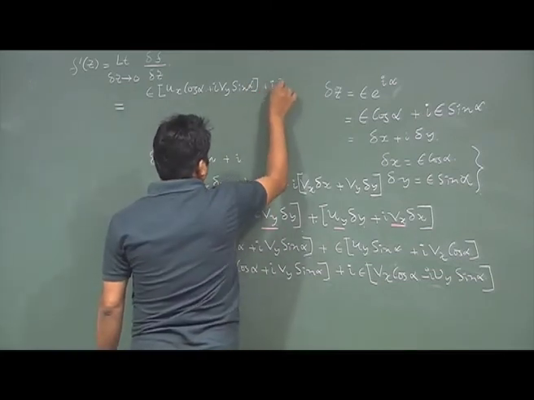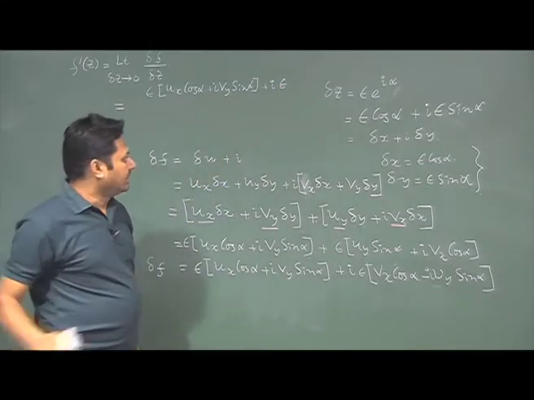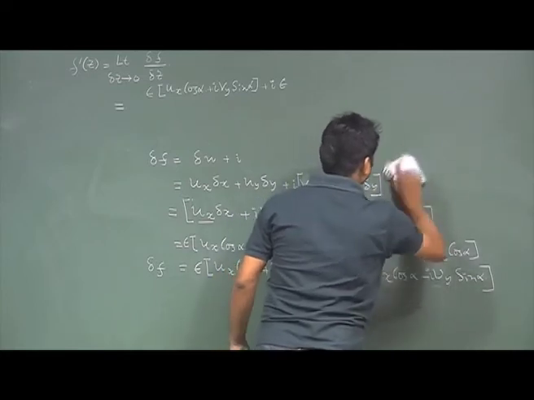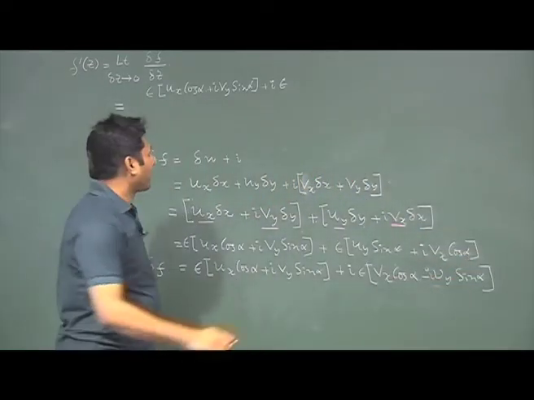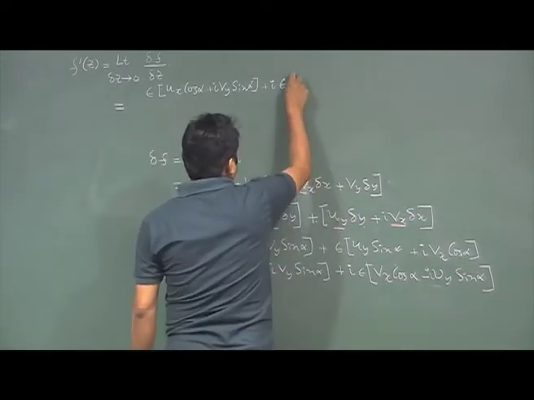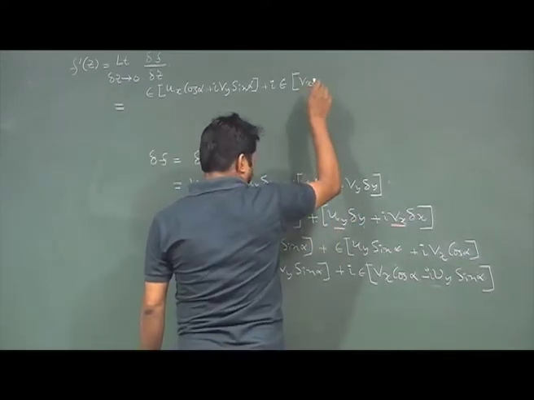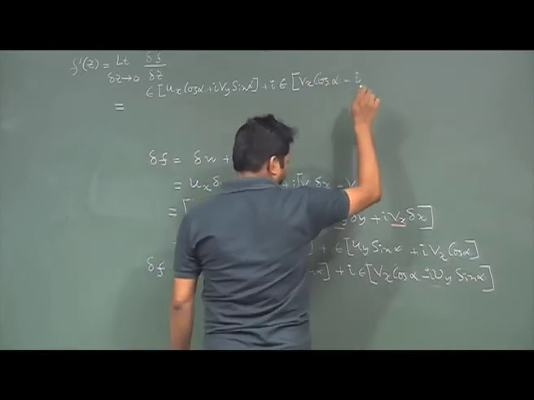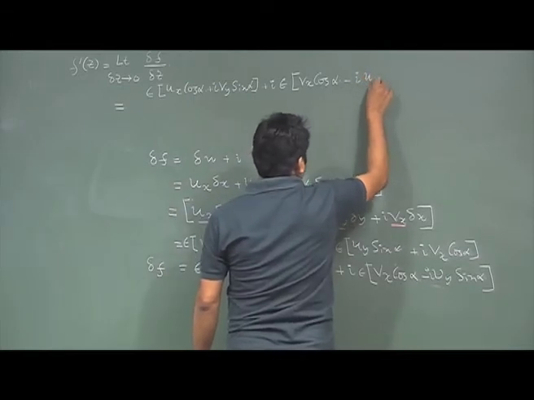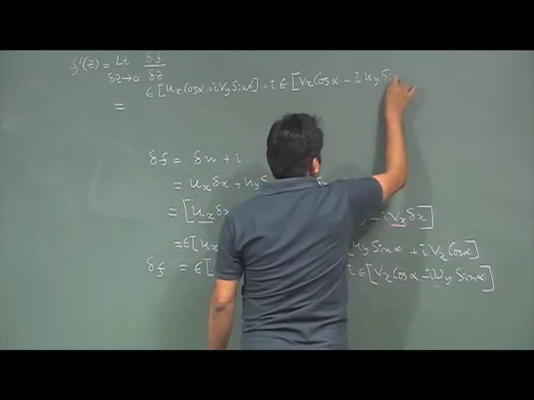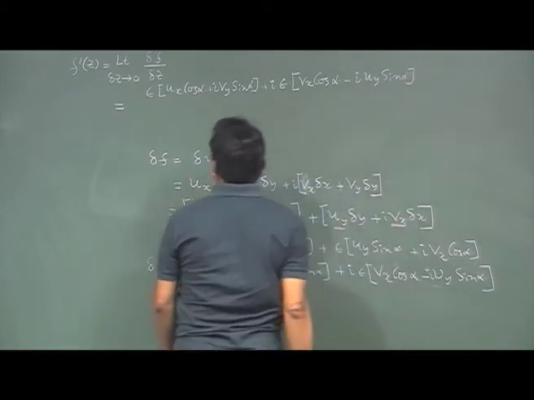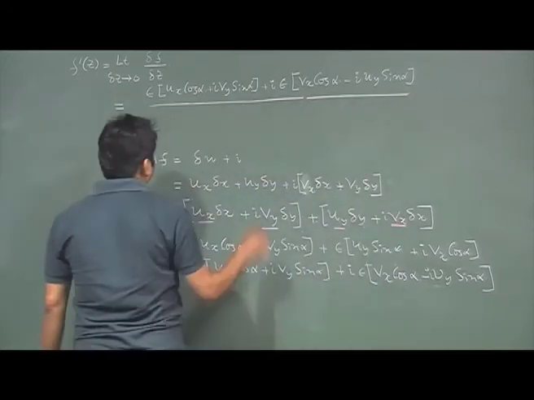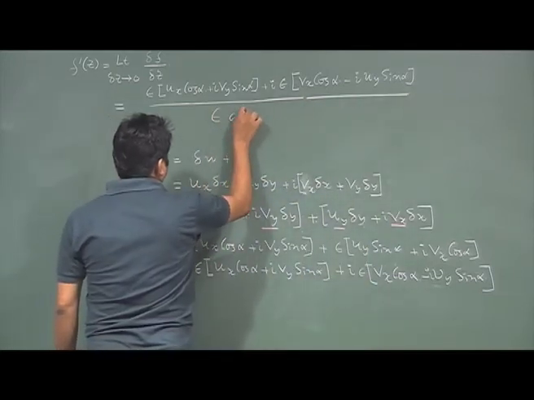plus I epsilon. Let me erase this part, it is not required. I alpha, then vx cos alpha minus I uy sin alpha, whole divided by epsilon e to the power of I alpha.